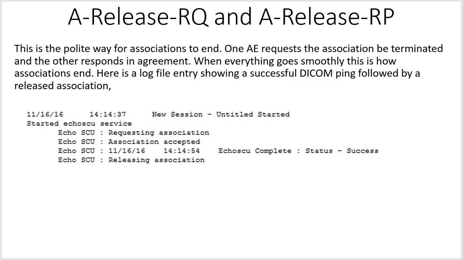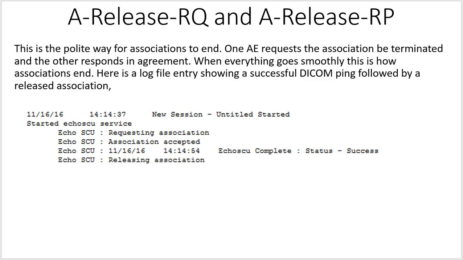A release RQ and a release RP, that's a request and a response to release the association, and this is the polite way for associations to end. One AE requests the association be terminated, and the other responds in agreement. When everything goes smoothly, this is how associations end.